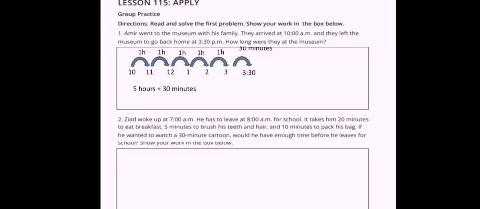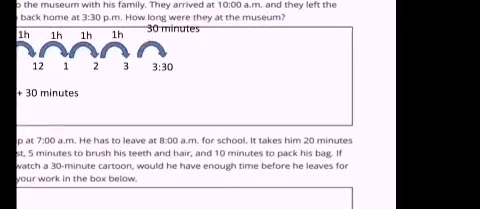Question number 2. Ziad woke up at 7 a.m. He has to leave at 8 a.m. for school. It takes him 20 minutes to eat breakfast, 5 minutes to brush his teeth and hair, and 10 minutes to pick his bag. If he wanted to watch a 30-minute cartoon, would he have enough time before he leaves for school?